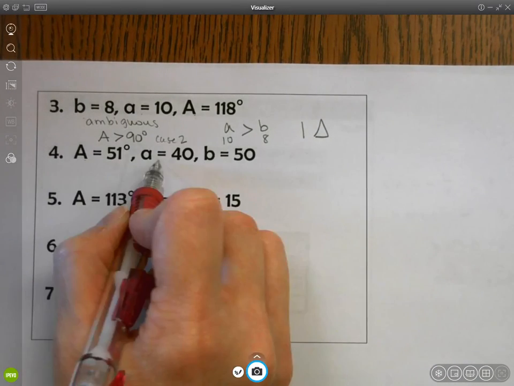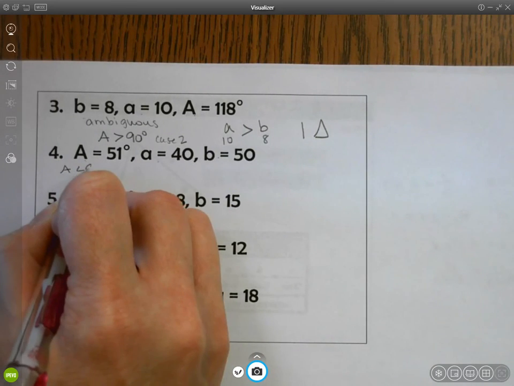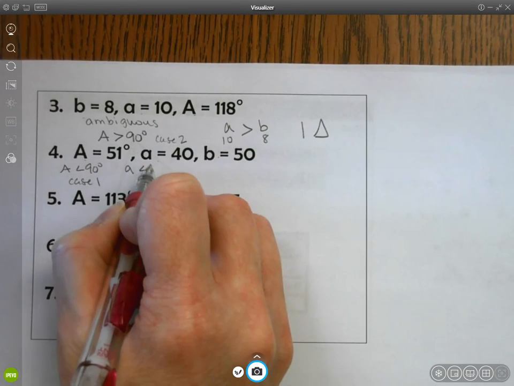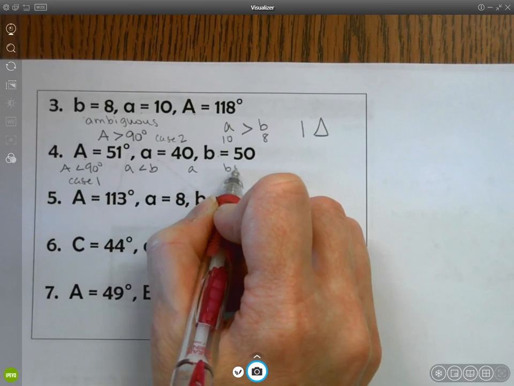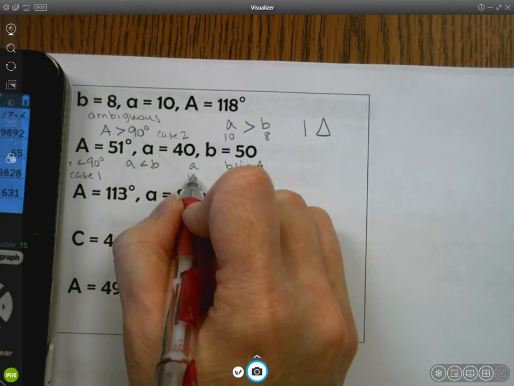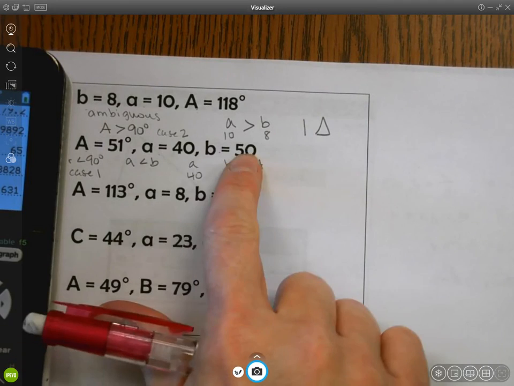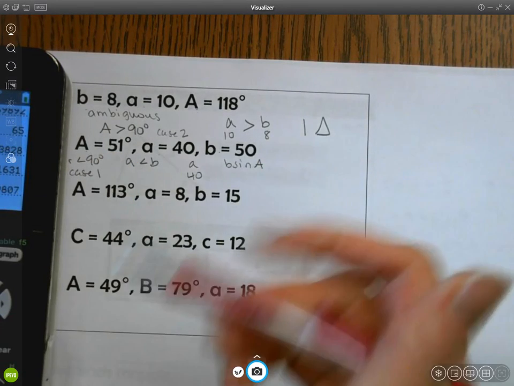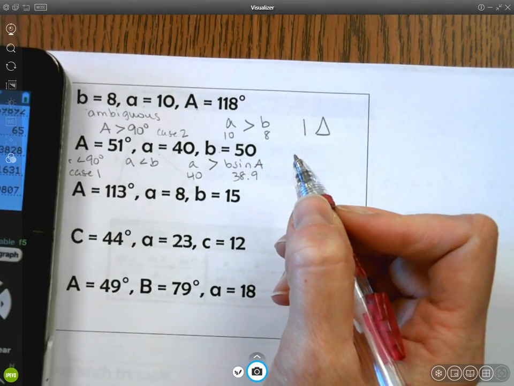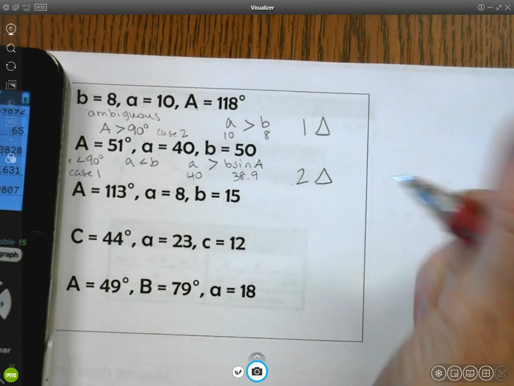All right, so again, angle side side, so we know it's ambiguous. We have A is less than 90, so we're looking at case 1. We have A is less than B, so we've got to compare A to B sine A. We know A is 40, and 50 sine of 51 gives me 38.9. If A is greater than B sine A, you have 2 triangles.